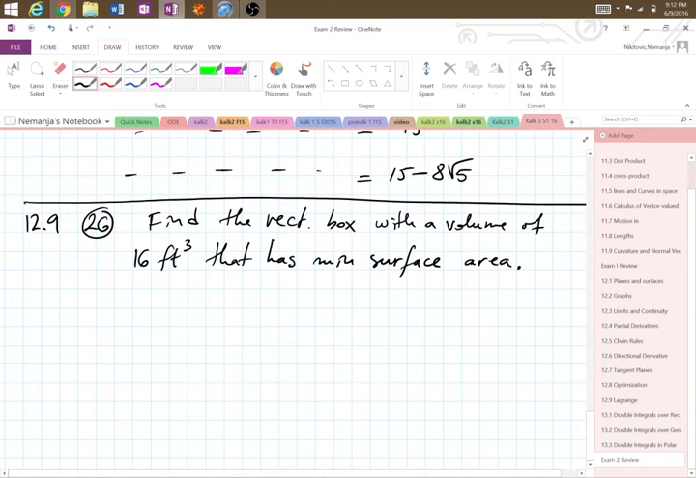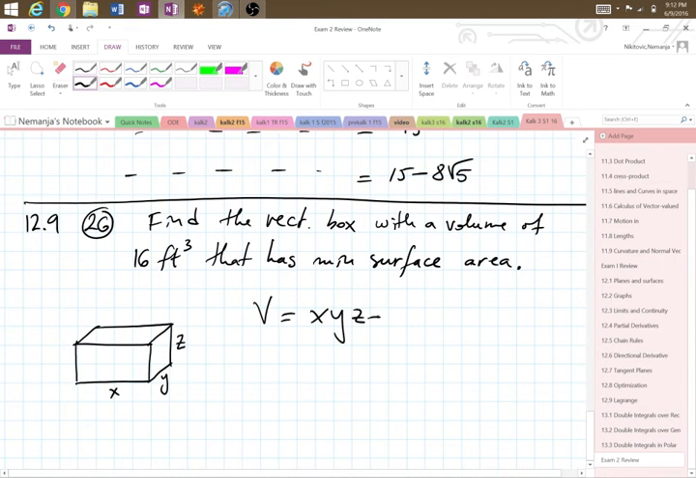So, we first draw the box. X, Y, and Z. Find the rectangular box with a volume of 16 feet cubed, so we know that the volume XYZ is equal to 16 feet cubed.